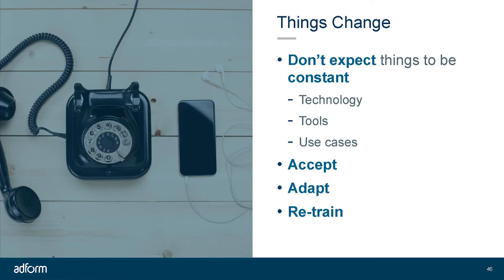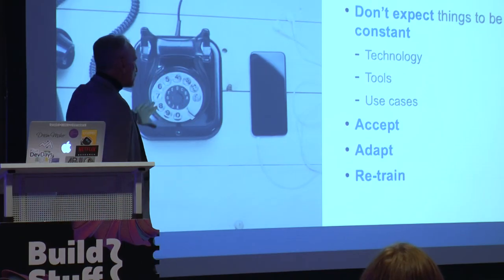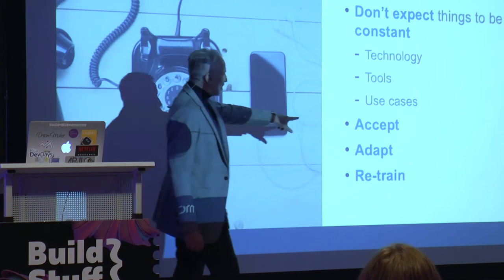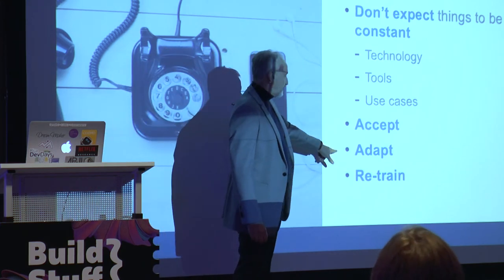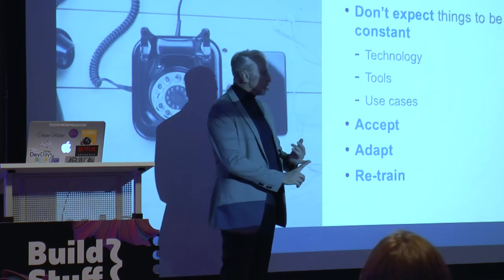The telephone on the left is what I had in my home when I was a kid. Today, I have a supercomputer in my pocket. And I don't need a wire that connects me to things in this massive telephone exchange. That's all done by magic and voodoo, right? So things change. Accept the change. Adapt to it and retrain. The tools you use will change.